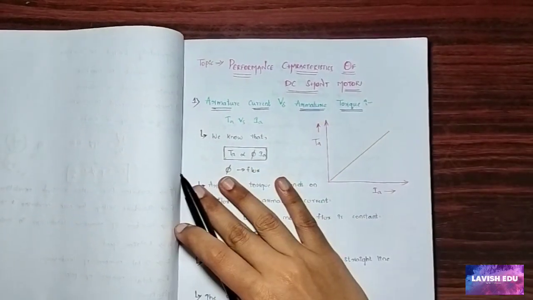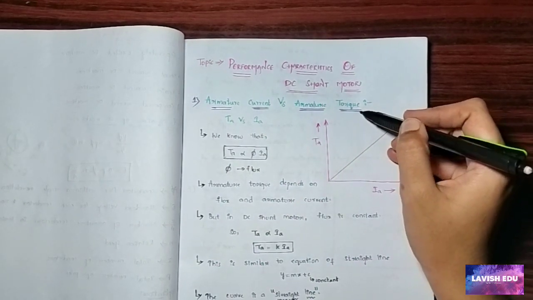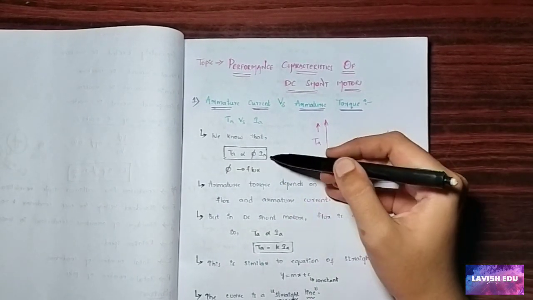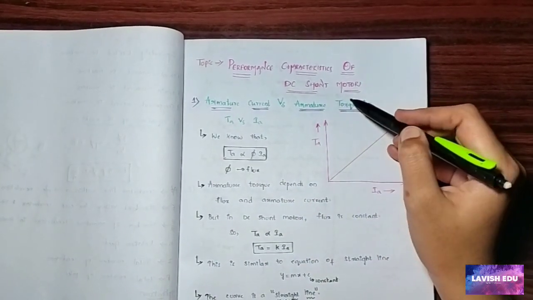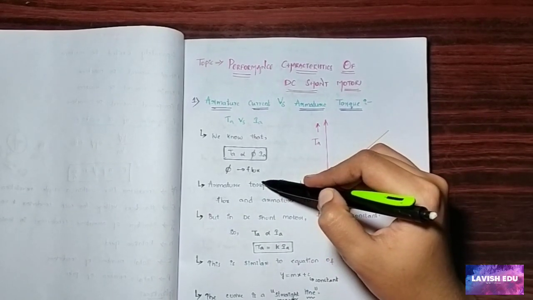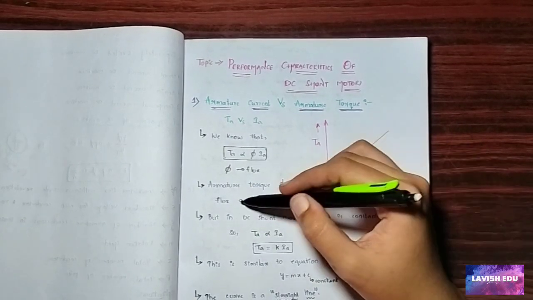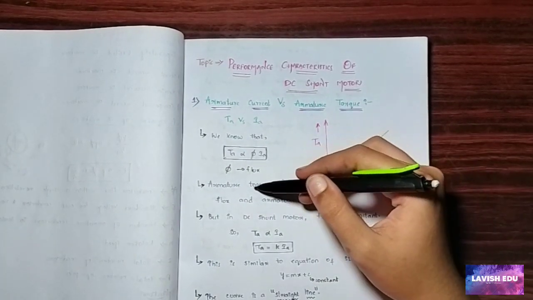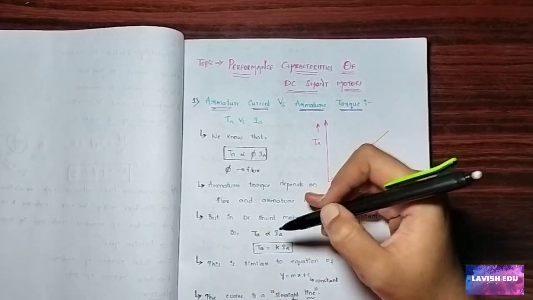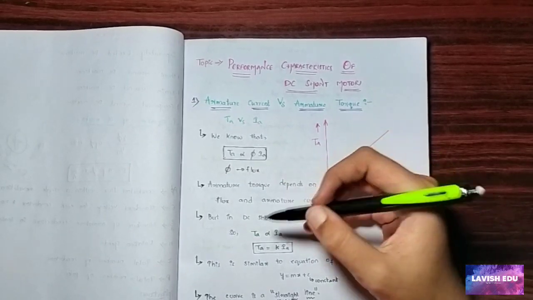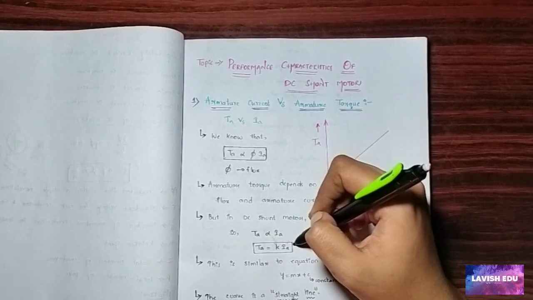First, we know that the armature torque is directly proportional to the flux and the armature current. Here in the DC shunt motor, flux is taken to be a constant value. So armature torque depends on the flux and the armature current, whereas the flux is constant in the DC shunt motor. So TA is directly proportional to IA. Now we can equalize it by introducing a constant: TA equals K IA.